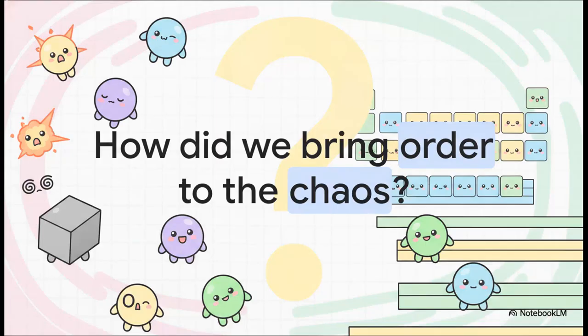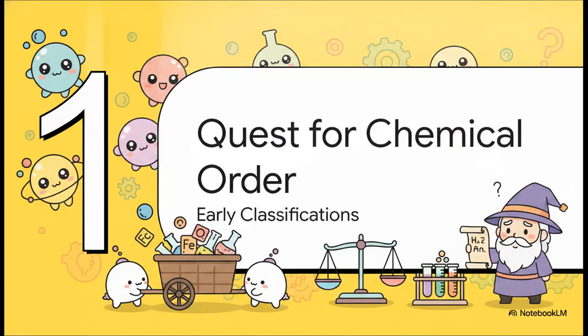But wait, before we have this beautifully neat structure, scientists faced a massive, overwhelming puzzle. Imagine looking at dozens of newly discovered elements with wildly different properties, some explosive, some totally inert, some heavy metals, some invisible gases, and trying to make sense of the whole shebang. It really leads us to ask, how do we bring order to the chaos of the elements in the first place? Section 1. The Quest for Chemical Order.